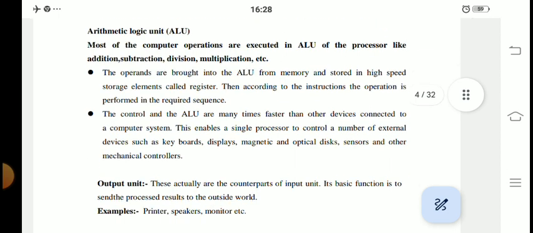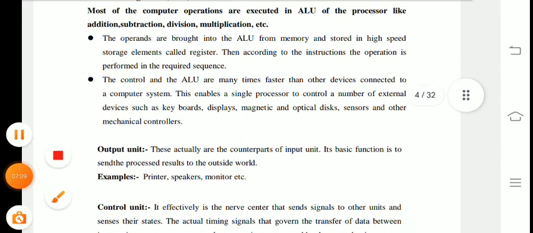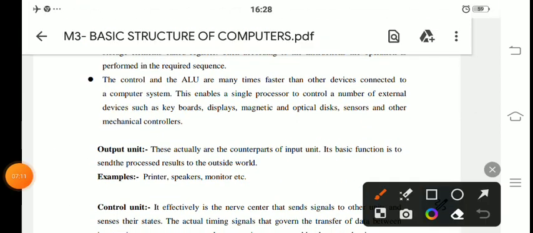Okay, next, the ALU is many times faster compared to other devices connected to it, meaning input output devices. Compared to these operations, the ALU operations are many times faster. Coming to the output device or output unit, these are the display units. These are counterparts of input units. The basic function is to send the processed result to the external world.